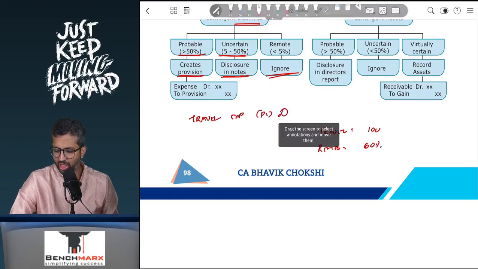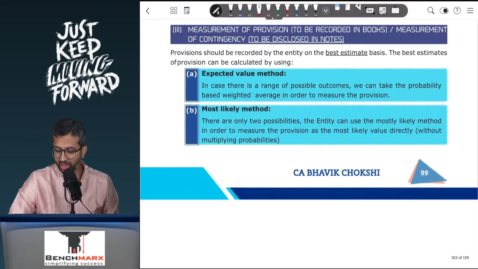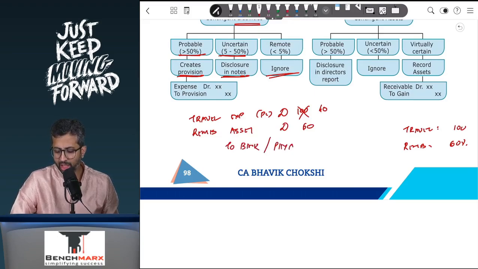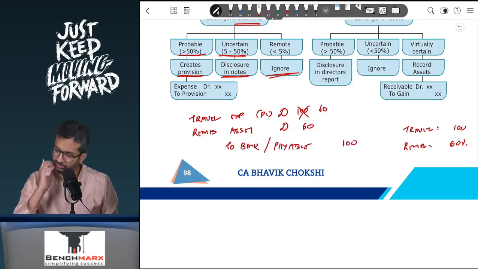You have an agent through whom you have booked the ticket. So this is traveling expense account debit, 100. No sir, not 100. Only your share, that is 40. Reimbursement asset, that is money that is going to be received from the client. Reimbursement asset account debit, let us say 60. To bank if the payment is made for 100, or to a payable if a payment is not yet made, let us say for 100.